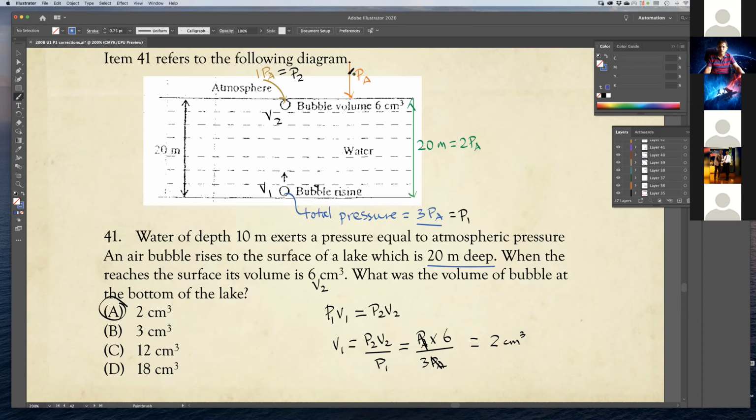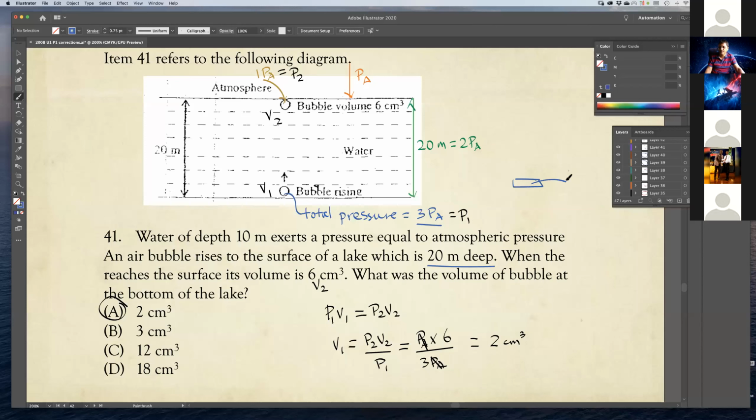And if you have atmospheric pressure pressing down on the water surface, and the water is also pressing down, the total force or pressure that this bubble will experience is 2 PA plus 1 PA, or 3 PA. You okay with that? Yes, sir.